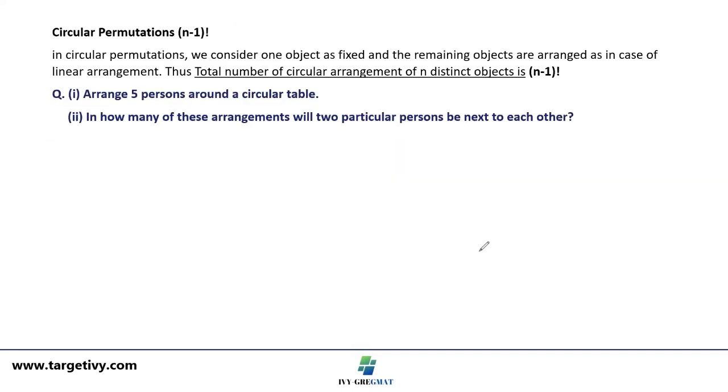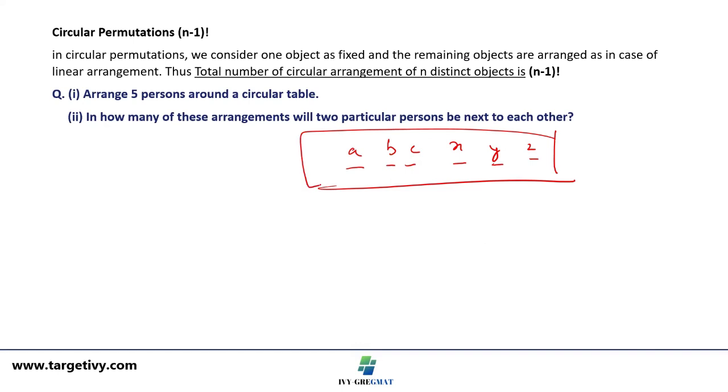Circular permutation. We consider one object as fixed, and the remaining objects are arranged as in the case of linear permutation arrangement. Like if x, y, z are there, or a, b, c, and x, y, z are people, in a circular permutation, we fix one and rotate the others. So the total number of circular arrangements of n distinct objects is n minus 1 factorial. Let's see how we can do it.